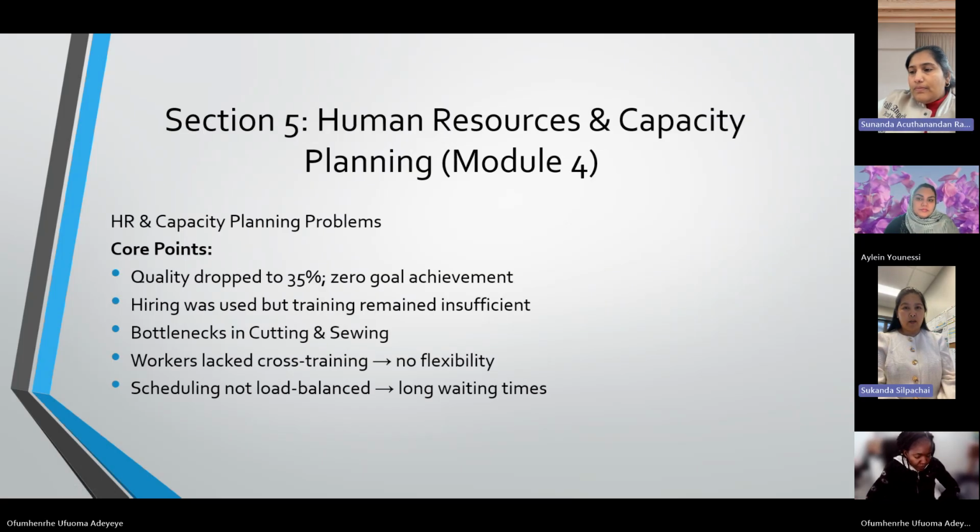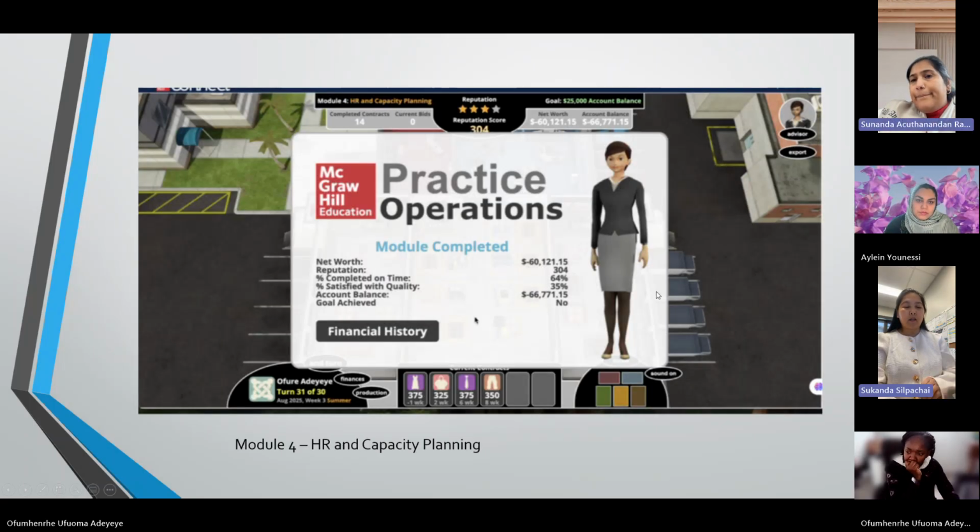Quality dropped to 35%, from 40% last time. We were not able to meet any of the module goals. Even though we hired additional workers to help and support, we did not invest in training and cross training. That's why we had insufficient workers available to us. This created bottlenecks in cutting and sewing because workers could not support each other during peak workload.